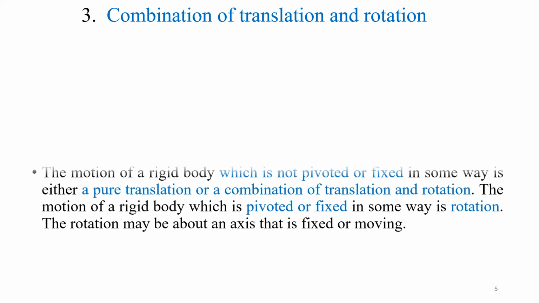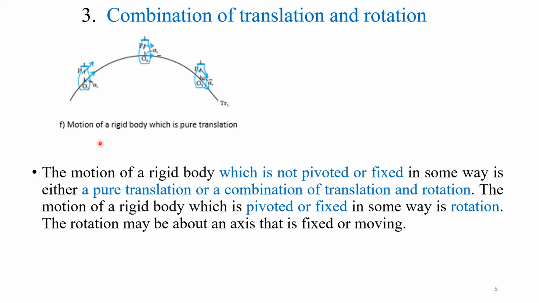Combination of translation and rotation. The motion of a rigid body which is not pivoted or fixed in some way is either a pure translation or a combination of translation and rotation. The motion of a rigid body which is pivoted or fixed is rotation. Hence, note the difference between rotation, translation, and combination of translation and rotation. The rotation may be about an axis that is fixed or moving. That means the axis can be fixed or it can be made moving.